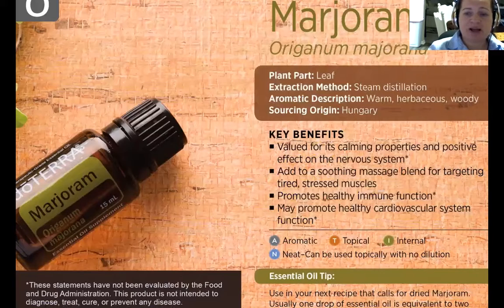One to roast with honey for stomach complaints. It's valued for its calming properties and positive effect on the nervous system. It soothes tired and stressed muscles. It supports a healthy respiratory system and benefits the cardiovascular system. So when you have Charlie horses or muscle spasms, I will recommend going to this oil for support. It has a very warm, herbaceous, woody smell.